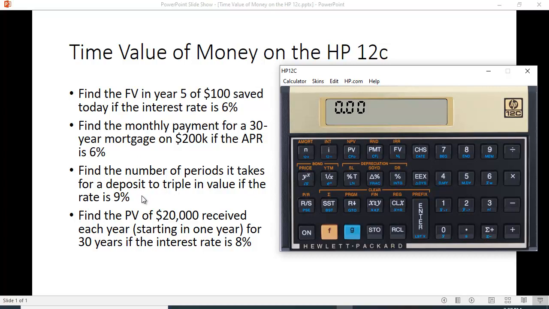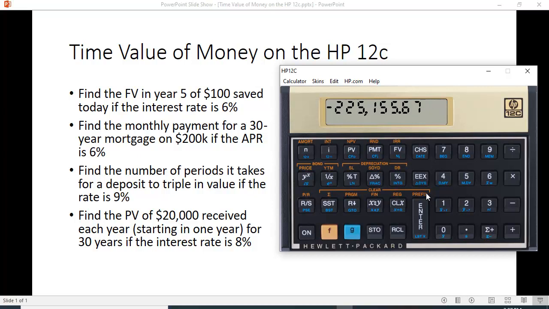So again, let's clear out this workspace, and let's put the numbers in. We know 30 is N, 8% is the interest rate, and 20,000 is the PMT, and we just want to compute the present value. So that's worth $225,155. When you do these calculations, again, you get this negative sign here.